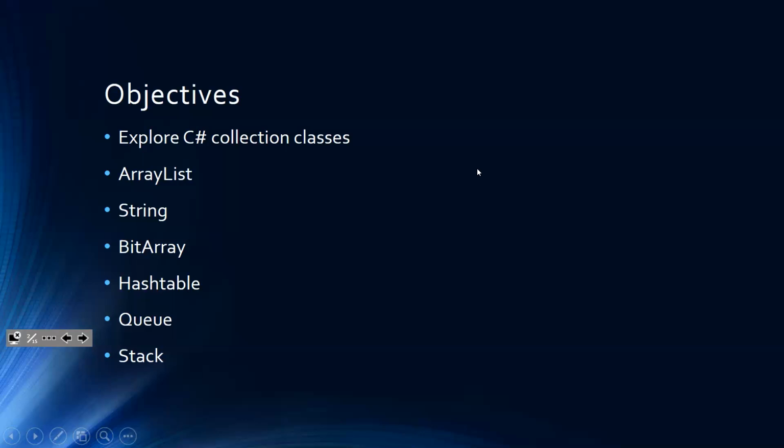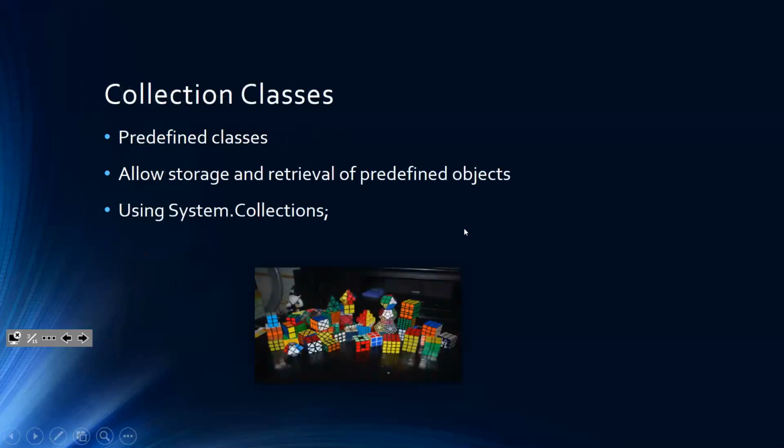I also could set up a bit array, which is just one bit. We'll look at that. Some other items that we could use in C# are the hash table, the queue, and the stack. So in the last PowerPoint, we were looking at a stack class that we could potentially create that used generics, but really C# already has one pre-built that uses generics like that we can utilize. So a collection class. They're predefined classes, and they let us store and retrieve predefined objects. We might need a using clause in our code. We might need using System.Collections.